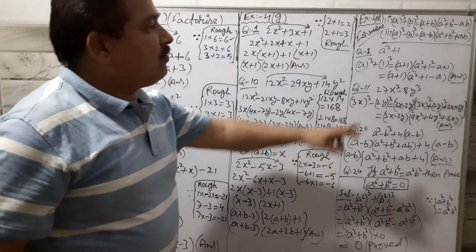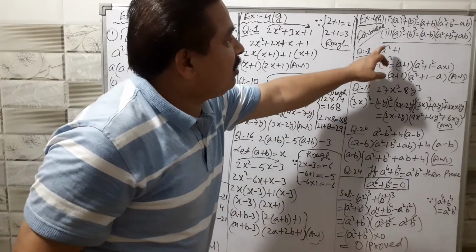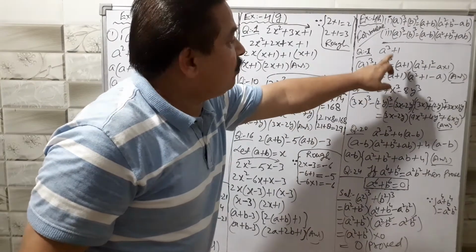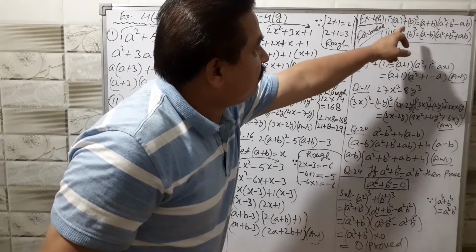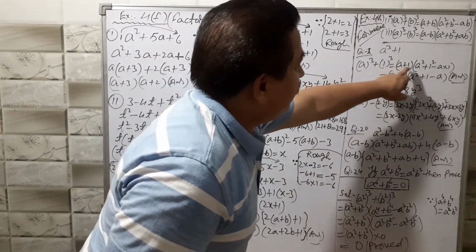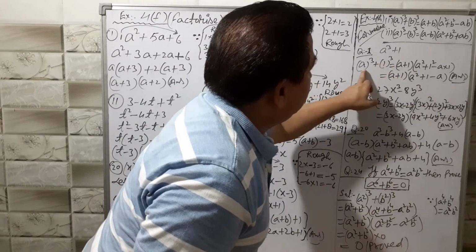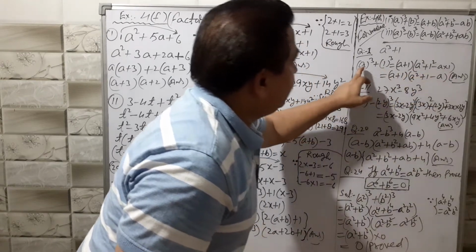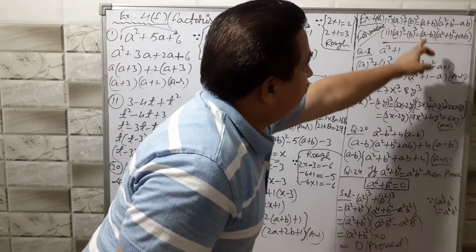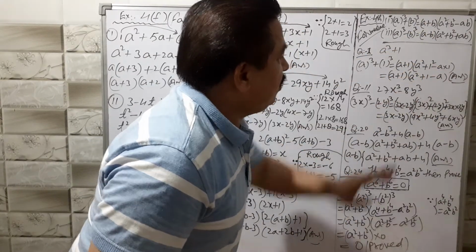Exercise 4H. First question, a cube plus 1. So write it in this form first. A cube, 1 can be written as 1 cube. So a cube plus b cube. Use the first formula. This is supposed to be a, this is supposed to be b. A plus b, and a square plus b square minus a into b. 1 into a into 1, by the first formula. This is the answer only.